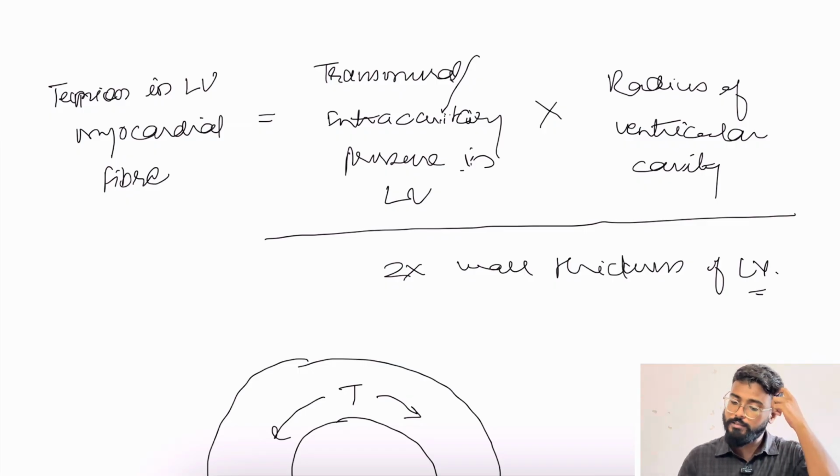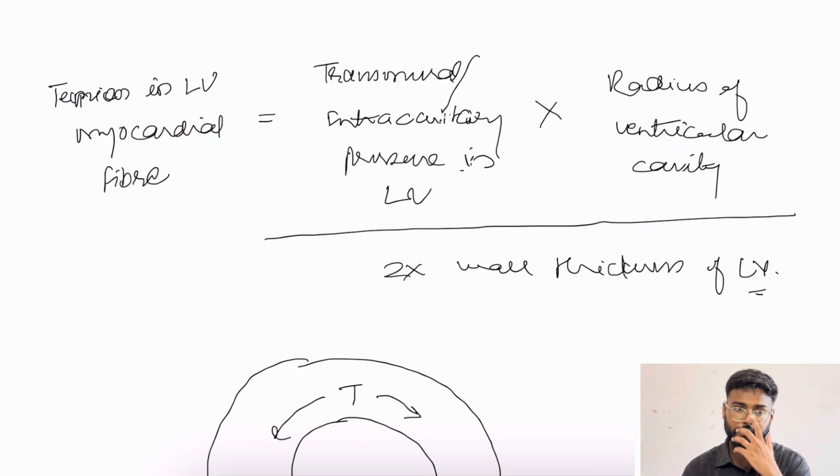So transmural pressure is intracavitary pressure minus your intrathoracic pressure. But as you know, the intracavitary pressure is much more in comparison to your intrathoracic pressure. So to some extent we can neglect the intrathoracic pressure, and we will only consider your intracavitary pressure.